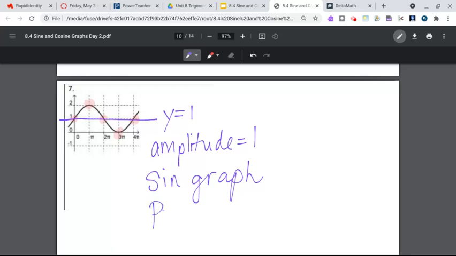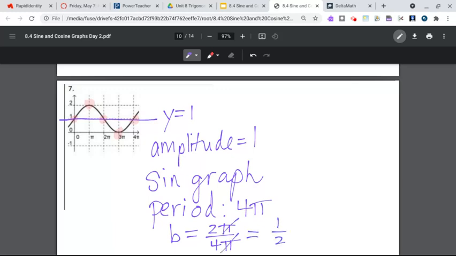One cycle of the graph lasts 4 pi, so its period is 4 pi. So therefore its b value is 2 pi over 4 pi, because you do 2 pi over the period. Pi's cancel, you're left with 2/4, which is 1/2. So our equation is y equals, the amplitude's 1. We've established it's a sine function. Our b value is 1/2. We're going to put an x. Our midline is plus 1.